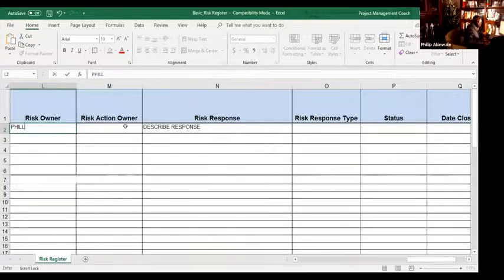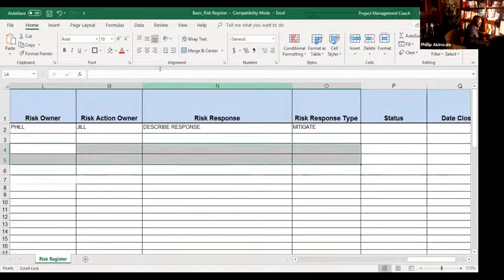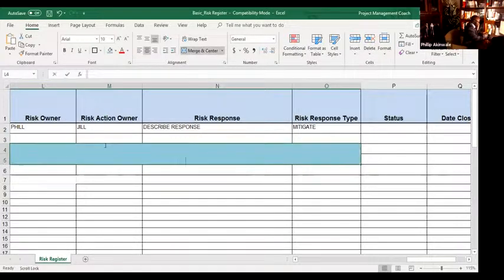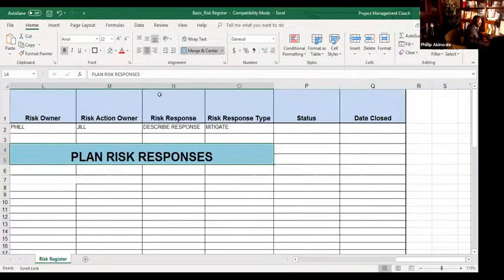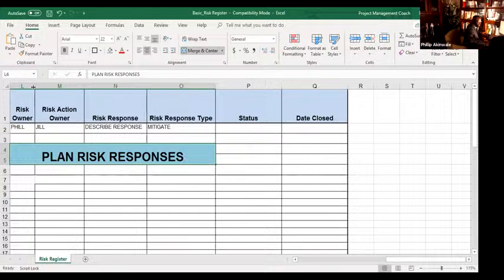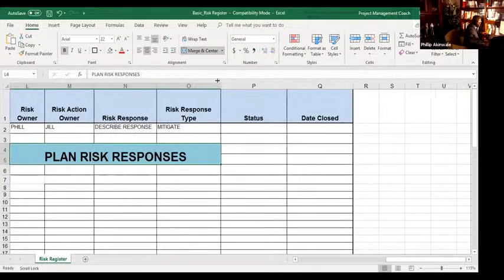The risk action owner is the person who is carrying out the risk response. So Jill will carry out this response. And let's say it's a mitigate response. We would say, oh, this is mitigate. So all of the stuff we're doing here, we call it planning our risk responses. This is plan risk responses. And then the next step after all of this will be to implement whatever we describe in our response. So Jill will have to carry out whatever we described. She'll report to Phil and tell Phil, hey, this is what happened, or these are the problems I'm facing.